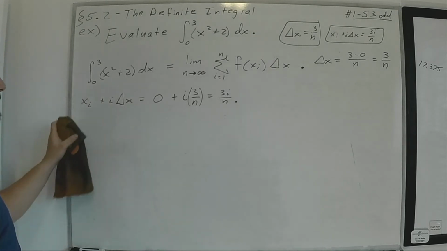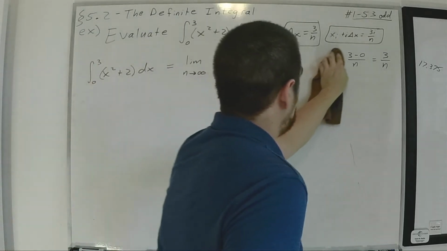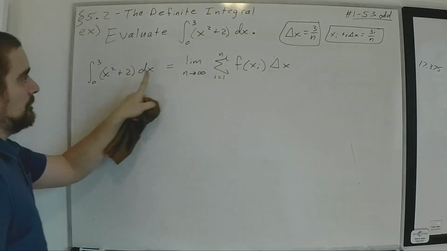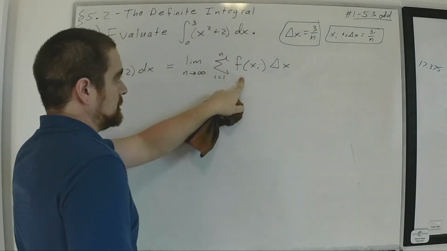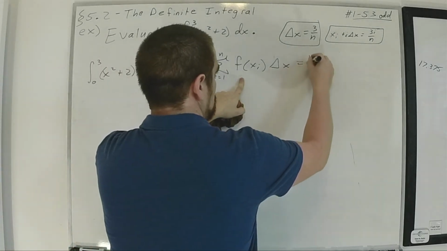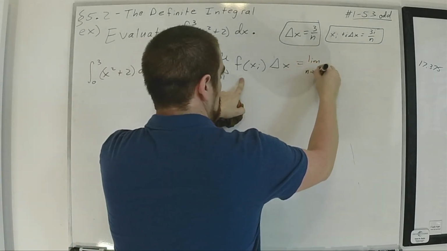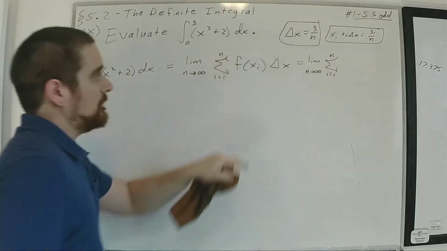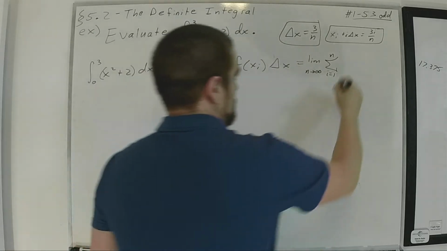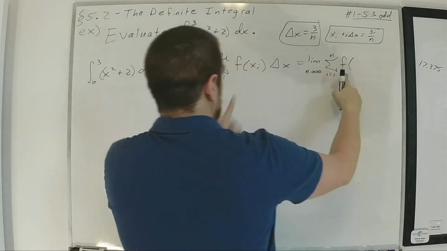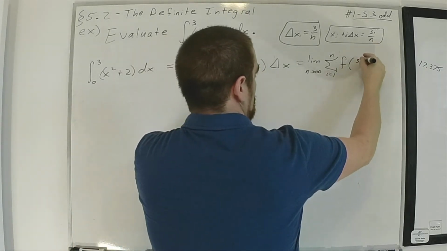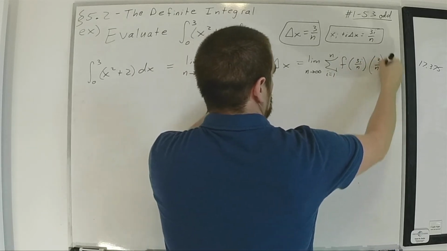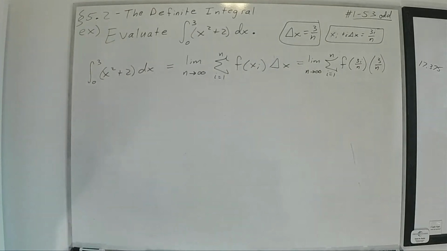Okay, so that tells us that now we can set this up so that when we evaluate this integral, we are evaluating this Riemann sum, which means we are looking for the limit as n goes to infinity of the sum from i equals 1 to n of f of, here's our xi, 3i over n, times delta x, which is 3 over n.